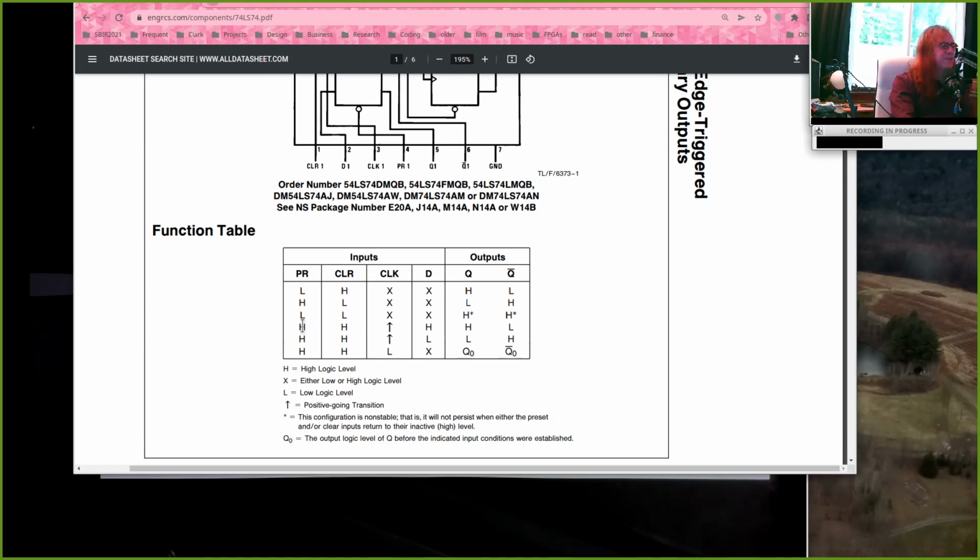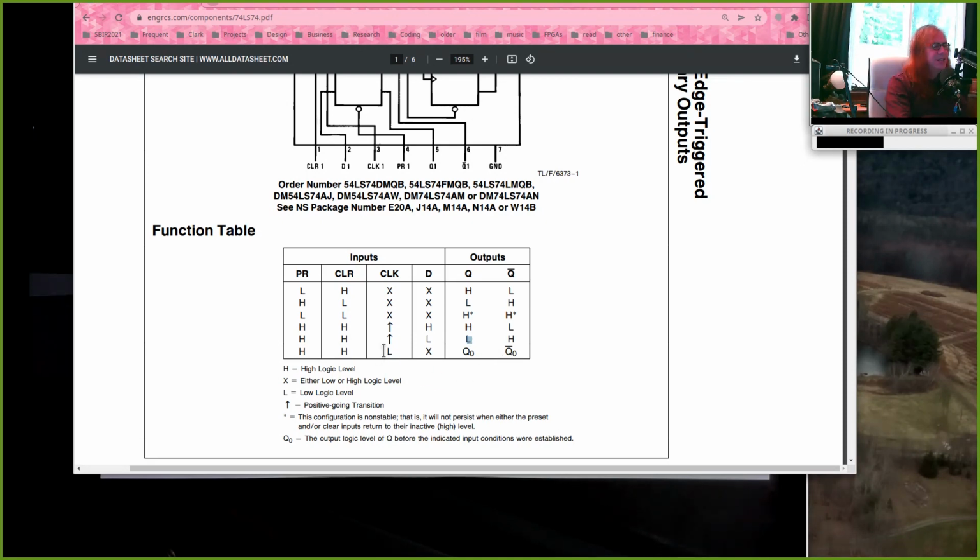All right, if both of these inputs are high, you're not telling it to preset or clear. And so now it's acting like a sort of traditional D flip-flop. And the behavior is when the clock changes from 0 to 1, that's what this little up arrow is, and there's a footnote down here, this is the positive going transition. On the positive edge, if D is high, the output goes high. On the positive edge, if D is instead low, the output goes low.